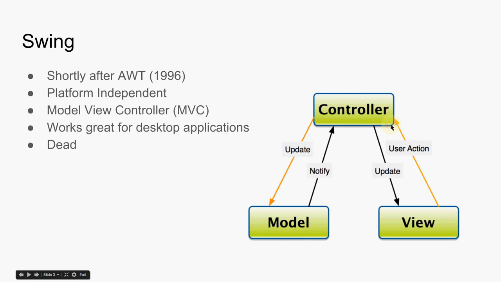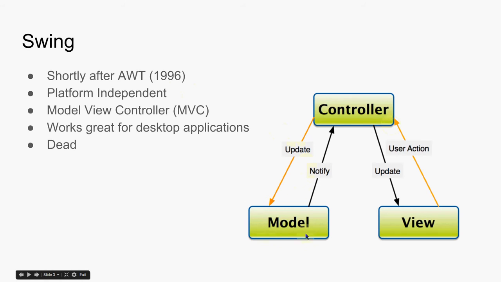Swing was a solution to this, and it came out shortly after AWT in 1996. Swing is platform independent, so the user interface you make with Swing will look the same regardless of which operating system is running it. Additionally, Swing follows an architecture known as MVC, which is Model View Controller. I won't go into too much detail because this is a big topic and it's a really common design pattern.